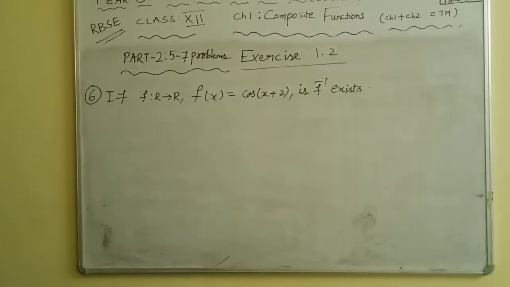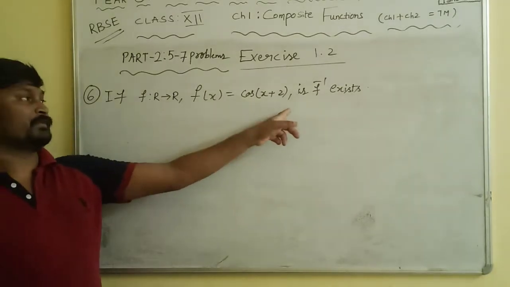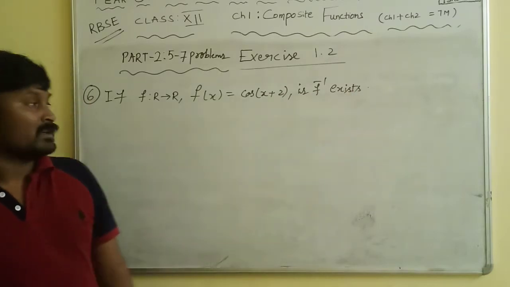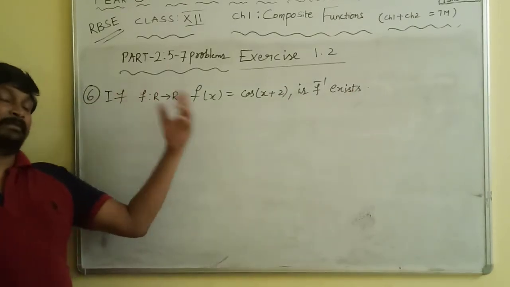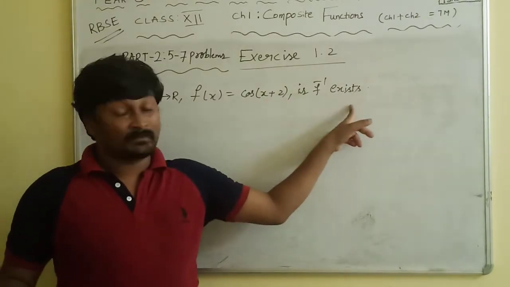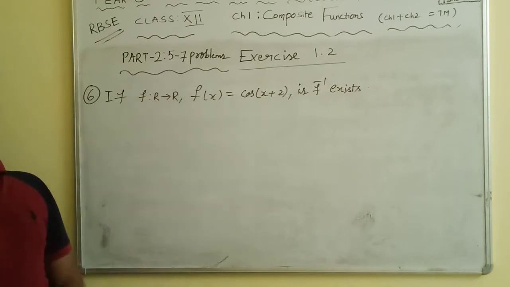Alright, let's move on to the next problem. If f maps R to R, f of x is equal to cos of x plus 2, does f inverse exist? They are asking whether f inverse exists or not, that is, whether f inverse is possible or not possible.